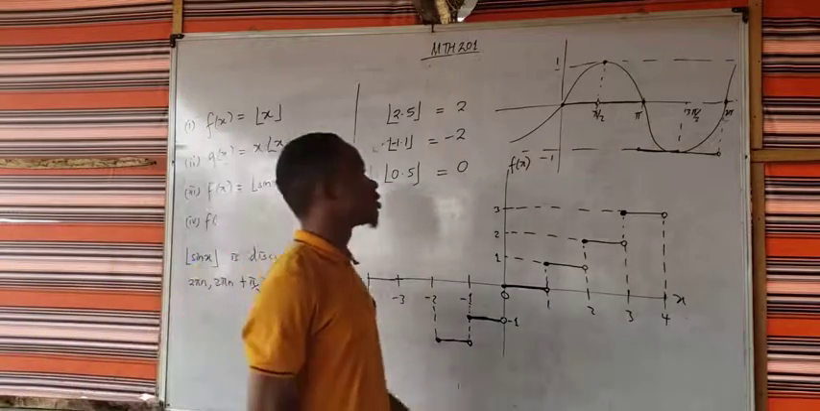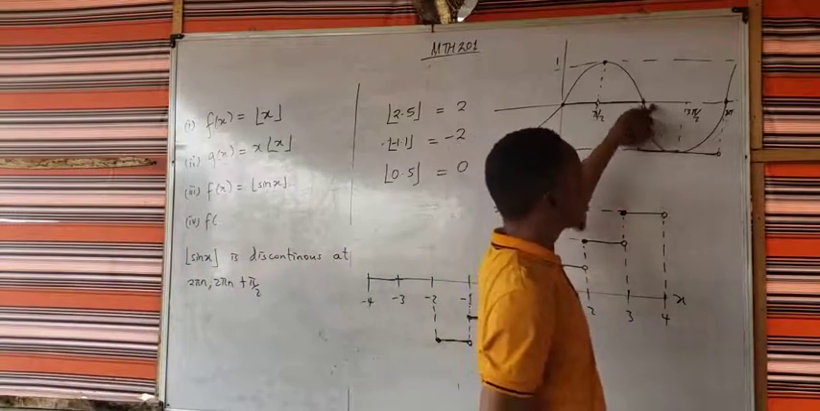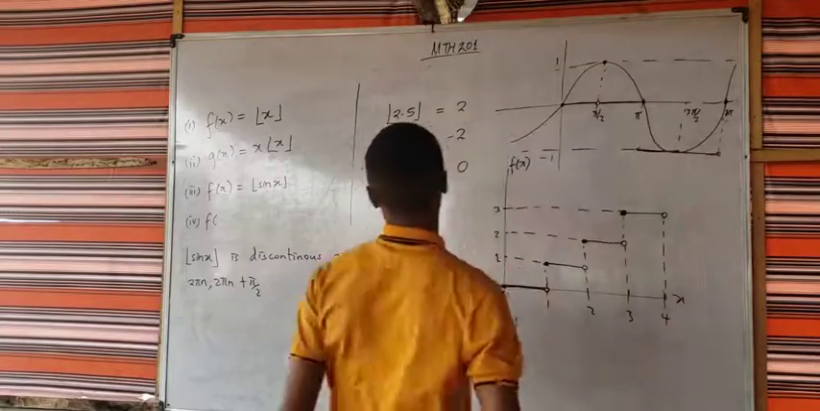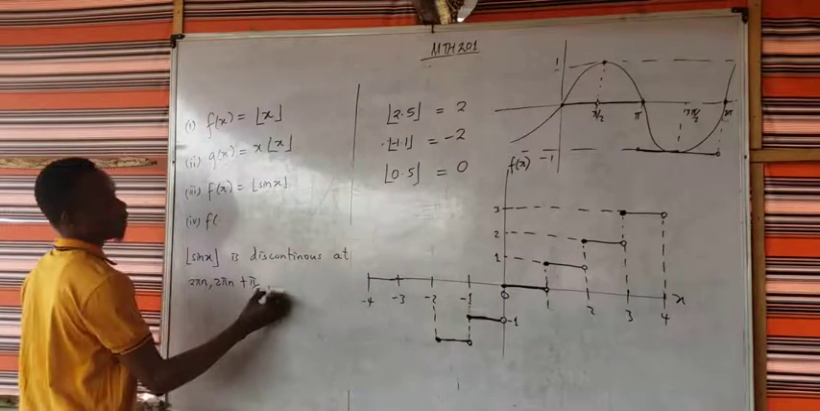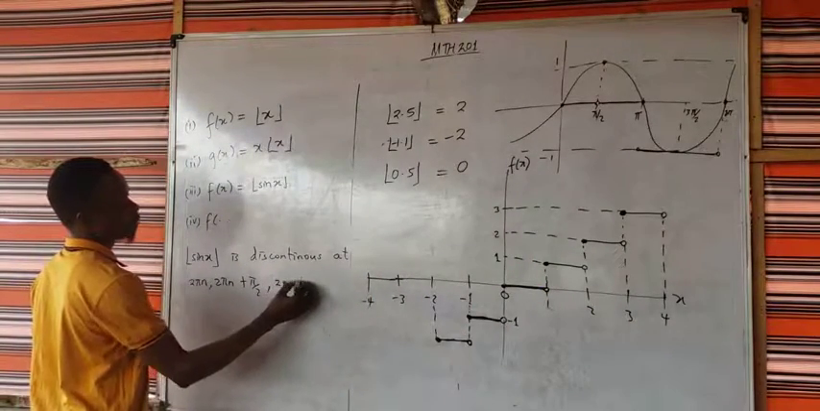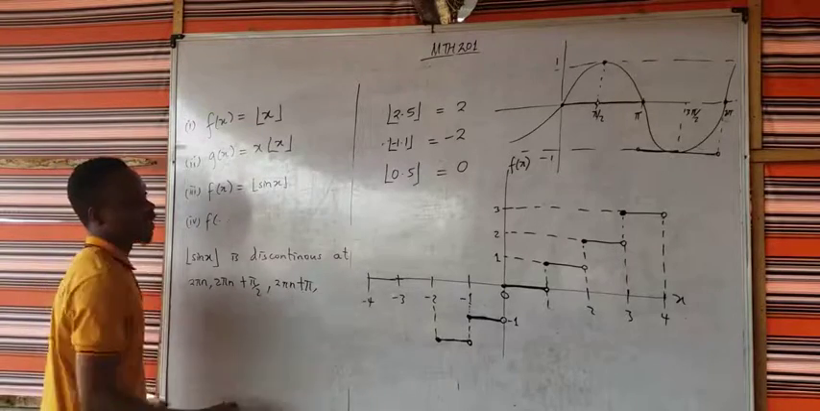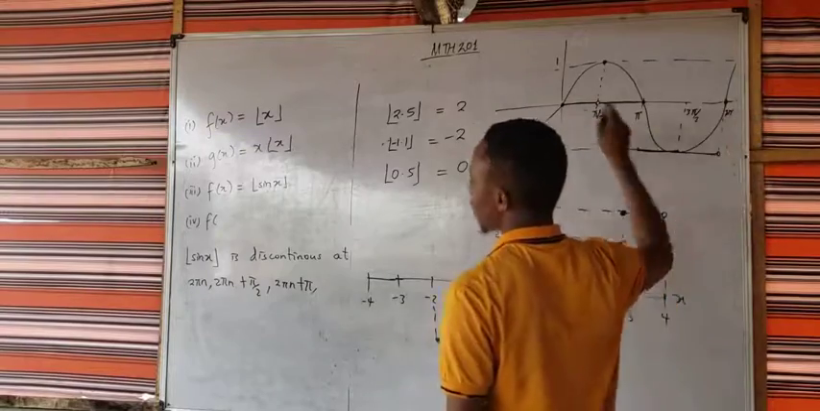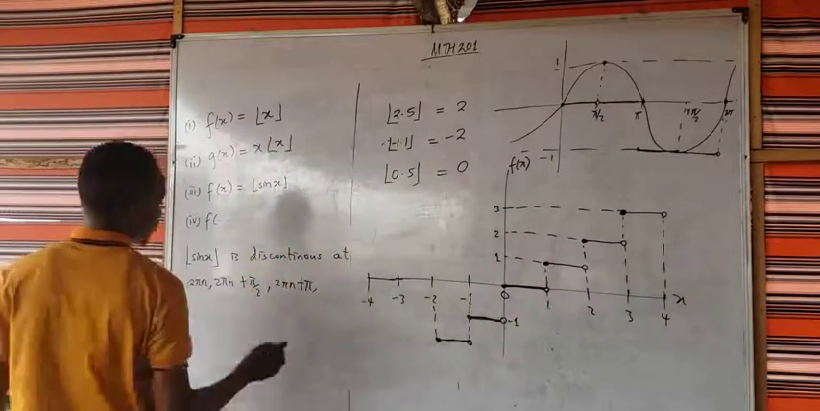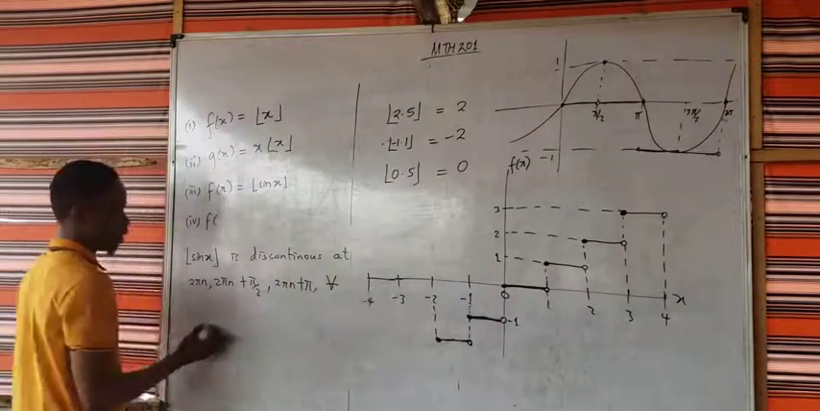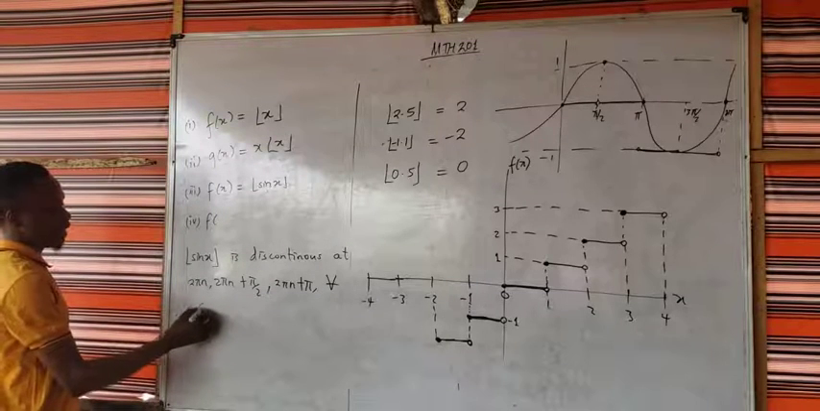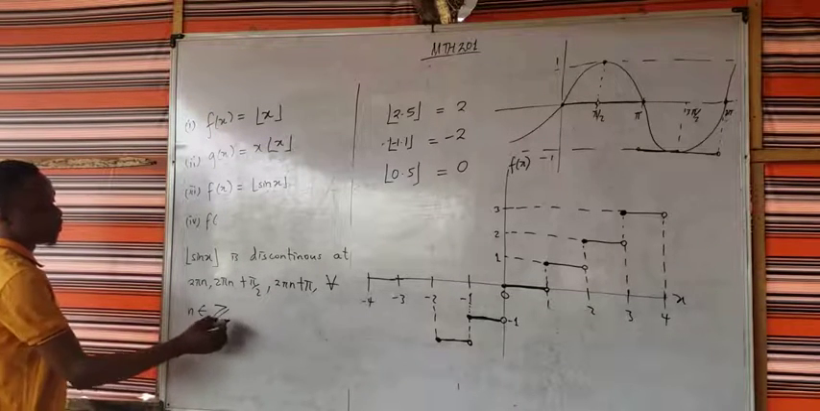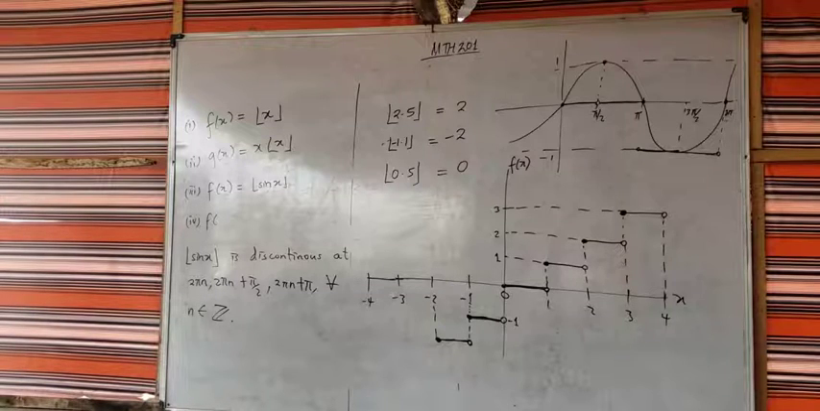Then what else? It's going to be discontinuous at this point, so that will be 2 pi n plus pi. Then it is going to be discontinuous again at 2 pi, so that's already captured by this. So we now say for all n, in this case, n being an integer. Do you understand this idea? So this captures all possible real numbers you can have.